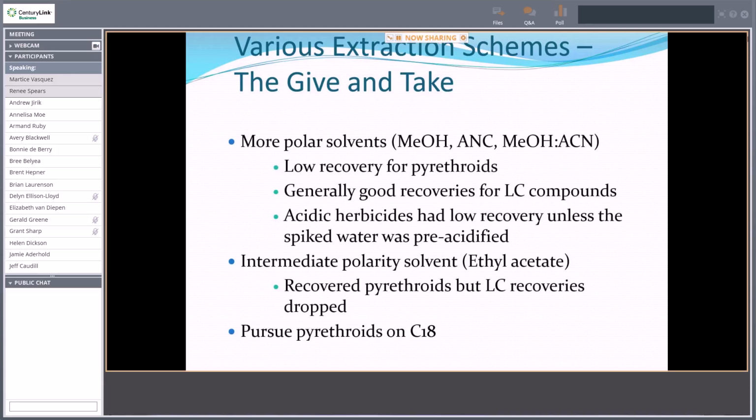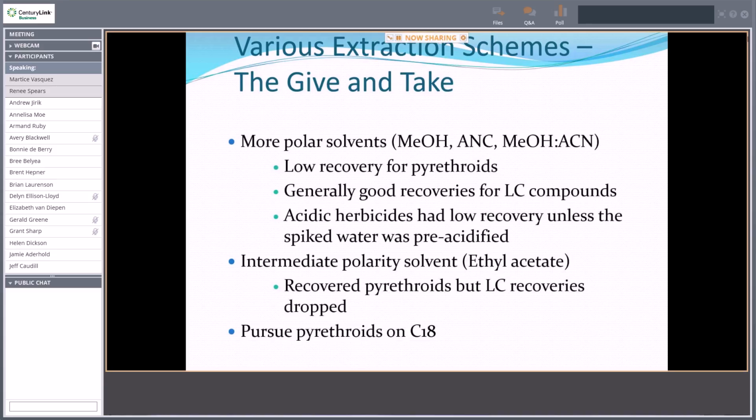You may recover what ultimately is available to bind onto the sorbent, but in terms of looking at did I get 100% of what I put in, that's not going to be the case unless we had acidified. So that was something that we noted.